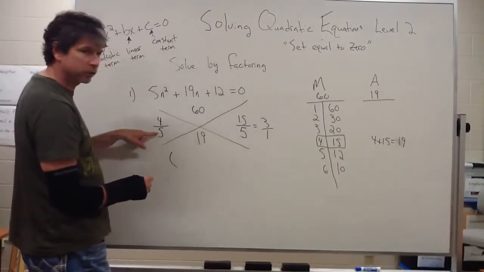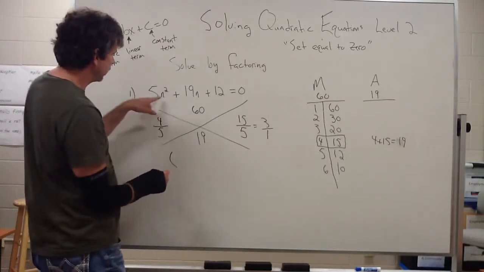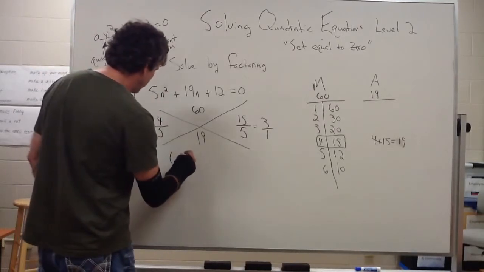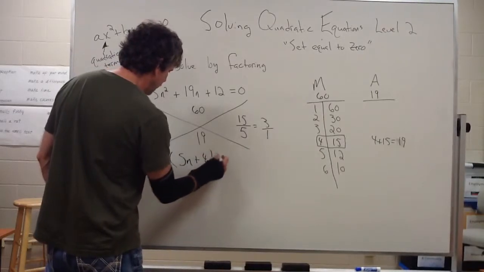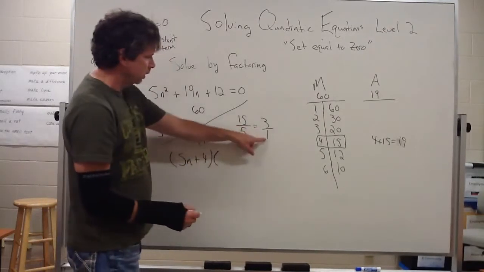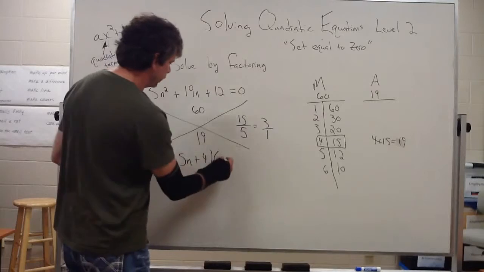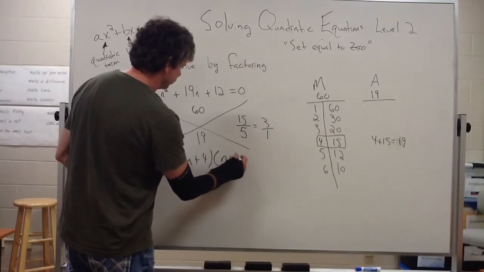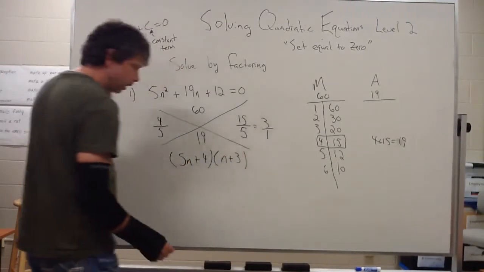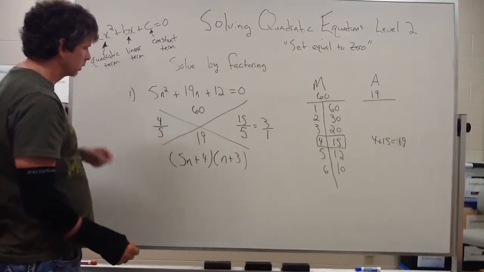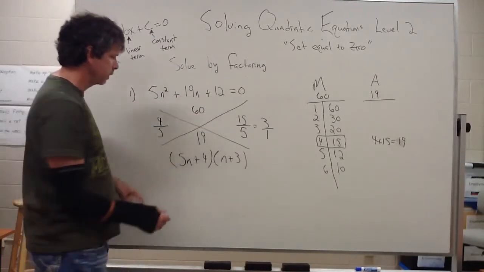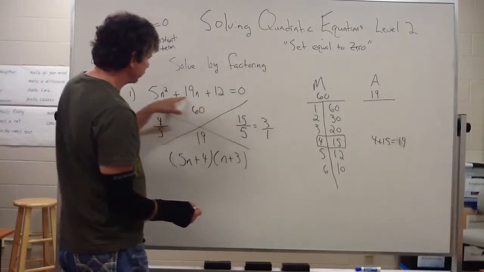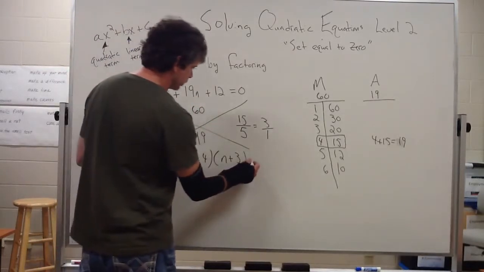And remember, it kind of goes from bottom to top. And our letter is n, so we have 5 times n plus 4 times the quantity. And again, we go from bottom to top, so 1n or n plus 3. And that is our factorization of 5n squared plus 19n plus 12. So all we're doing is rewriting this as a factorization.